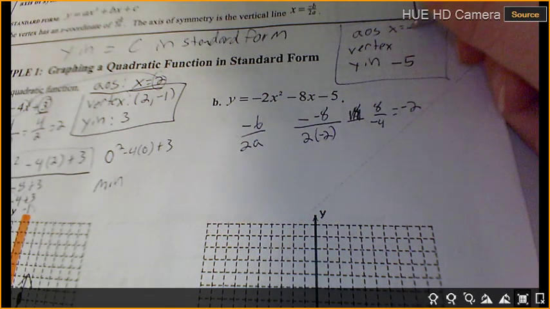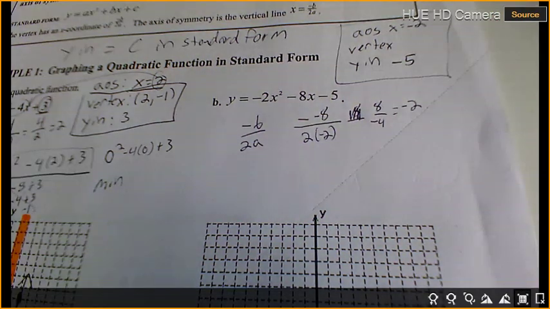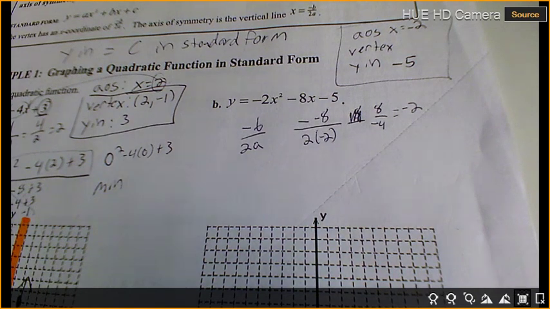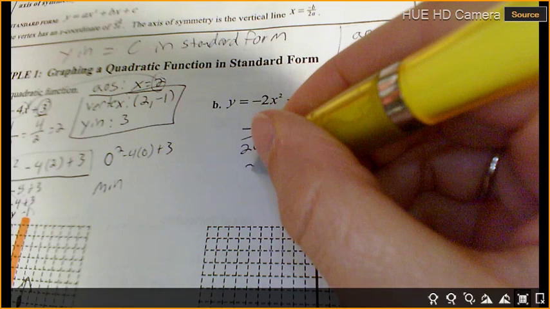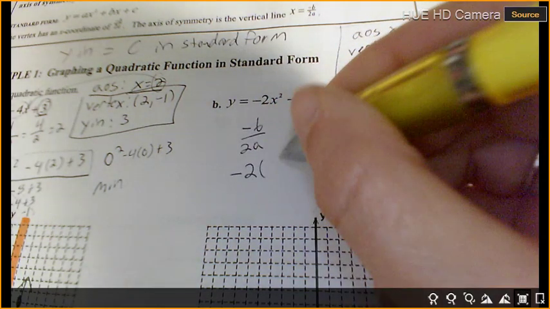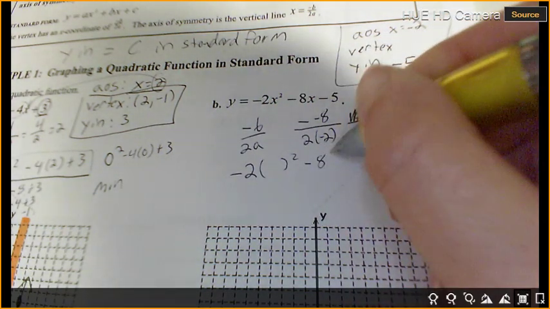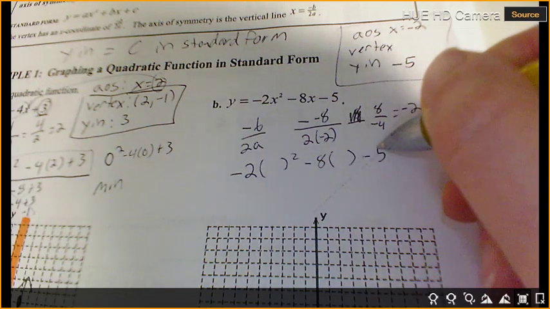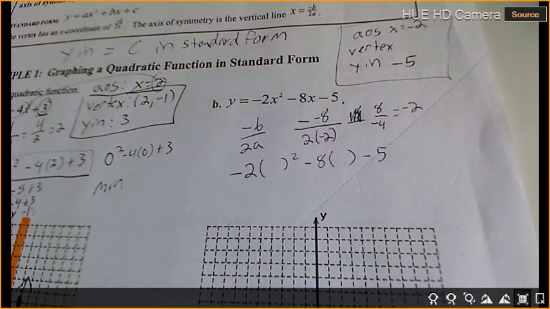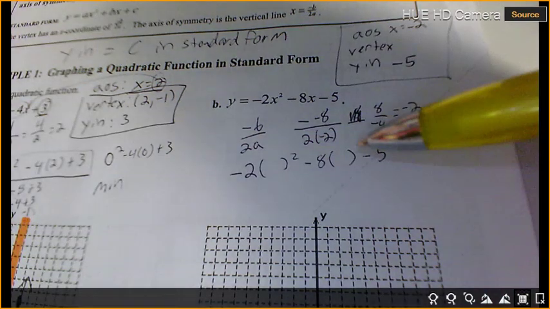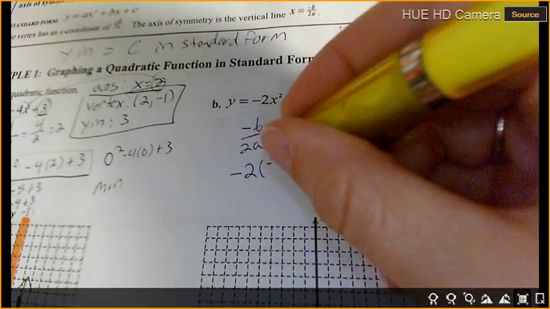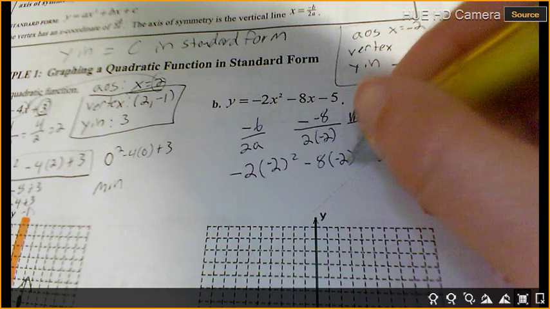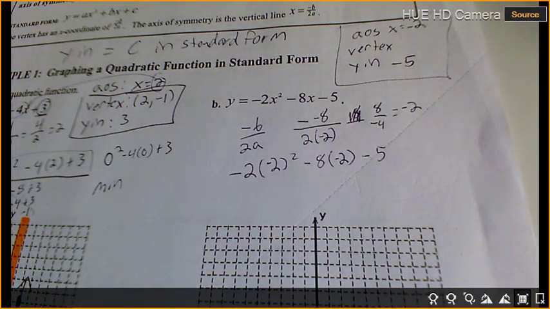And now you go. How do we find the vertex? We plug it in for the x's. So I'm going to go negative 2 in parentheses squared, minus 8 times parentheses, minus 5. And what am I going to put right there? Negative 2. And what do I get? Put it all in your calculator at once.